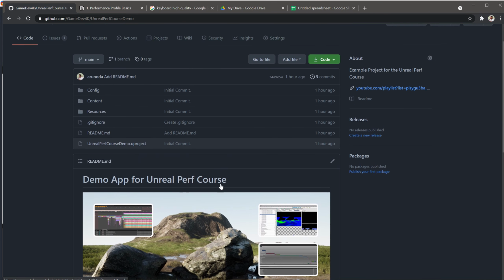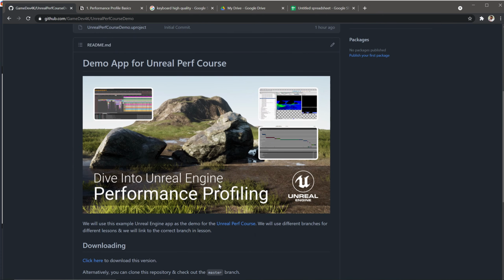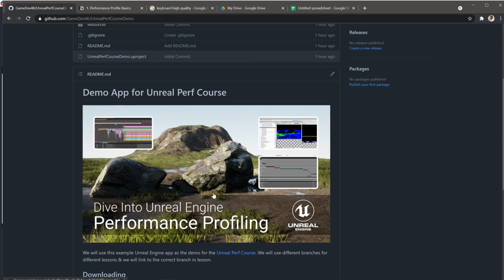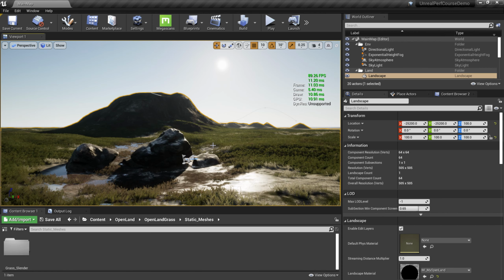In this course, we are going to use a demo app. You can download this demo app from GitHub and start playing with that. For this lesson, you really don't need this demo, but you can use any of your existing Unreal Engine games or apps. Alright, then the next thing is how to launch an application for performance profiling.